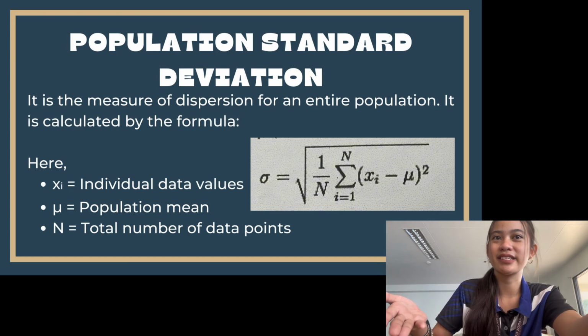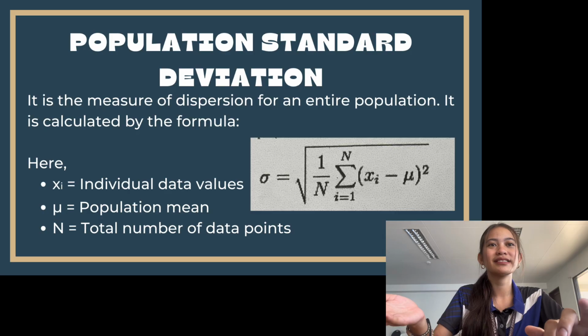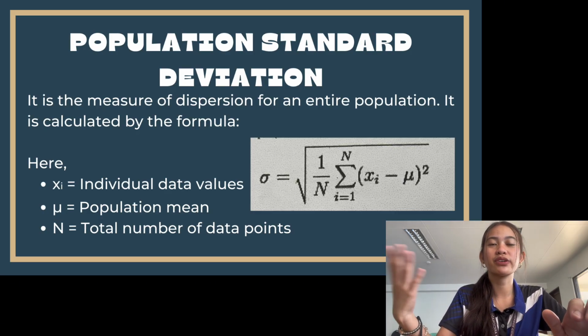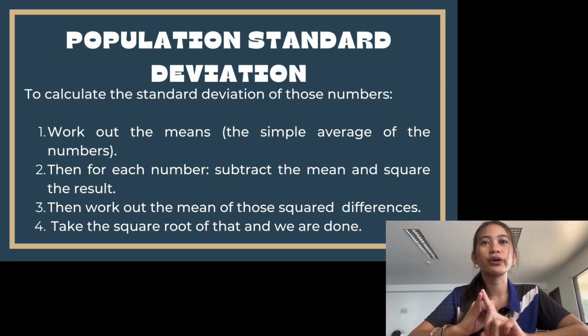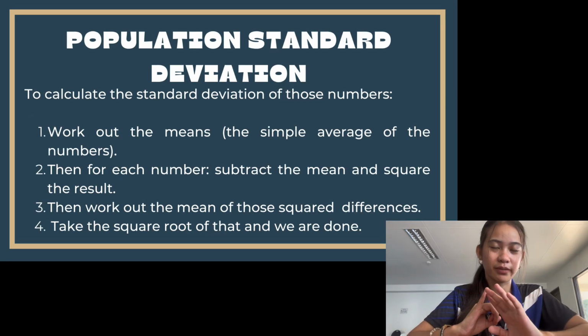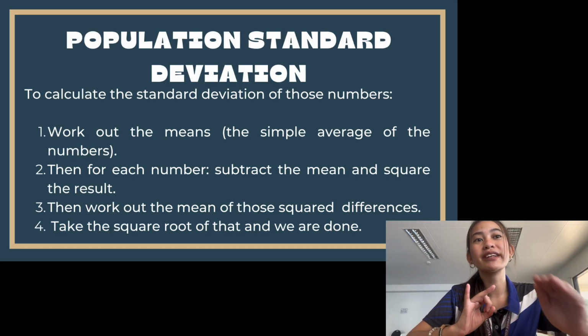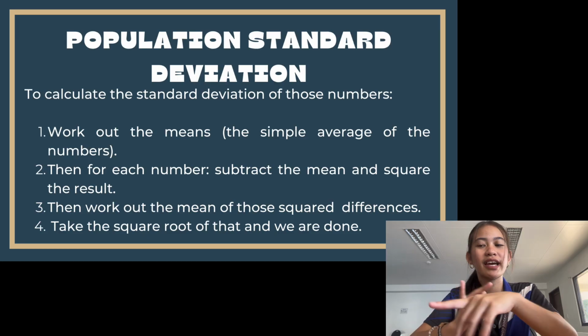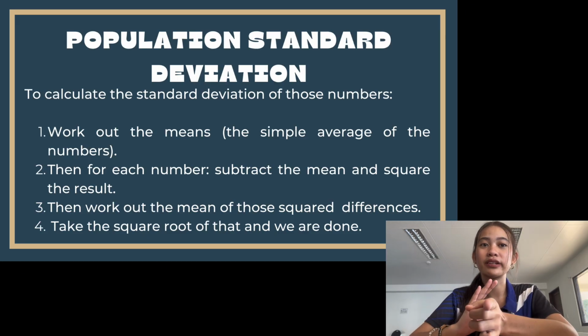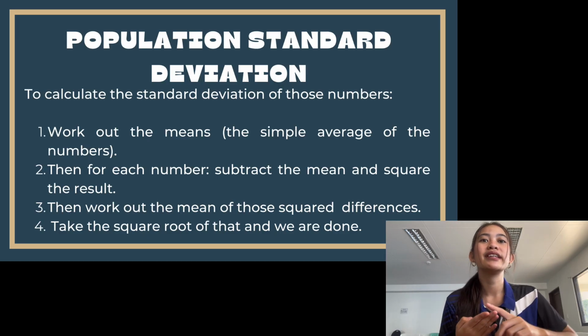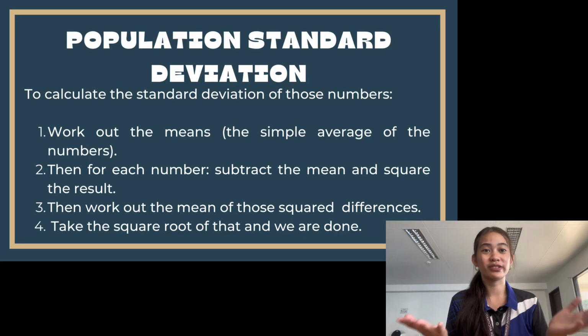As you can see, that is the formula. So to calculate the standard deviation of those numbers, we have here 4 steps. Step 1, work out the mean, the simple average of the numbers. Step 2, then for each number, subtract the mean and square the result. Step 3, then work out the mean of those squared differences. And step 4, take the square root of that and we are done.